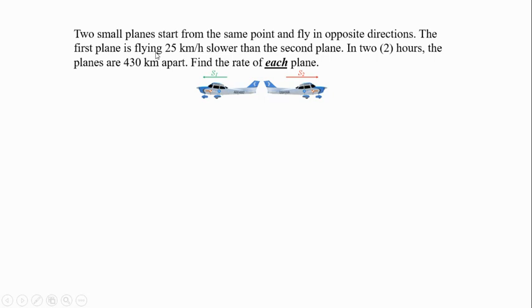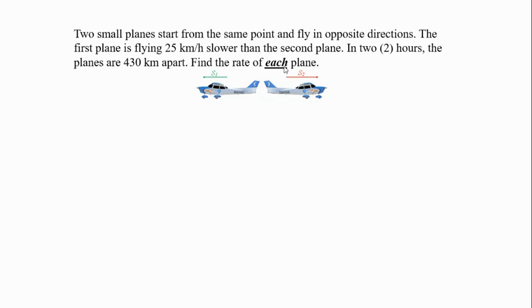It says the first plane is moving at a rate of 25 kilometers per hour slower than the second airplane. So visually, the airplane on the left here is flying slower than the airplane on the right by a difference of 25 kilometers per hour. And it says in 2 hours, the airplanes are 140 kilometers apart, and find the rate of each plane. So common sense tells us that in 2 hours, both of these airplanes will cover different distances because they are not moving at the same speed. Okay, so D1 and D2 will not be the same.